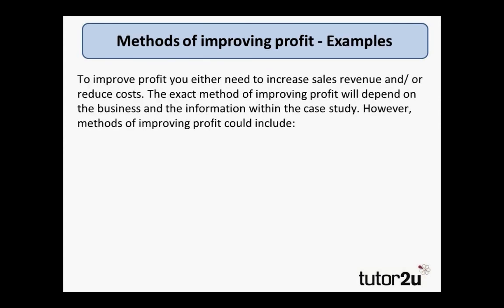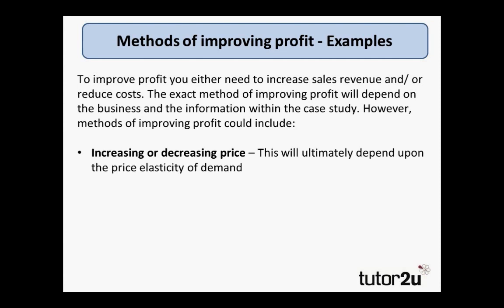Now we're going to move on to, for the last part of the webinar, methods of improving profit. Now, improving profit is a relatively common question in Buzz 2, and it requires not only a good understanding of how businesses can improve profit, but also the different functional areas. So really how the different functional areas of the business can contribute towards making a profit.